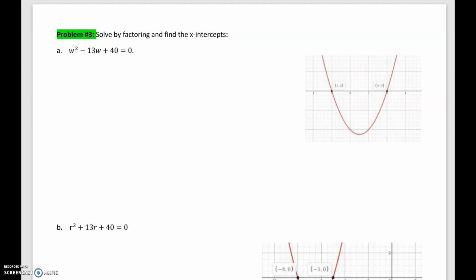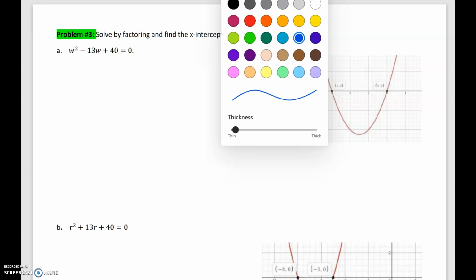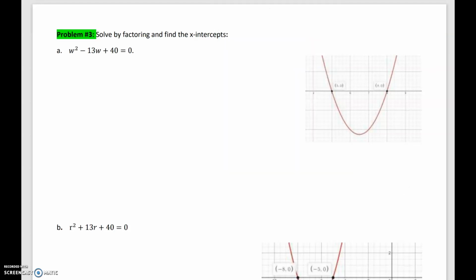Hi class, let's take a look at example 3a, and here I provided the sketch of it, or the graph, and the numbers are a little bit blurry, but let me guide you through the process. Now, they want us to express the solutions as intercepts.